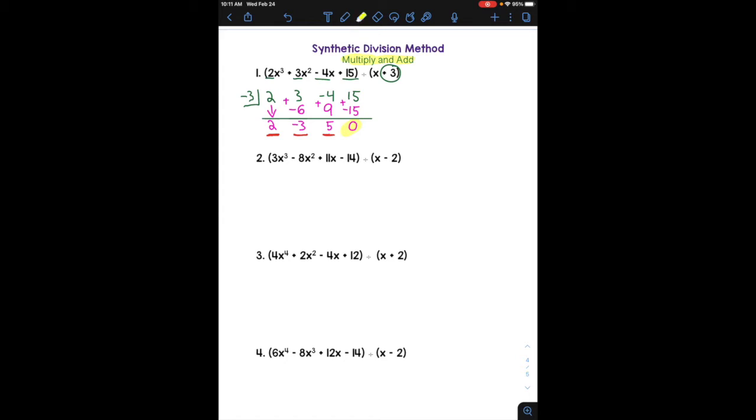The polynomial that we're dividing, 2x cubed plus 3x squared minus 4x plus 15, has a degree of 3. Therefore, our answer is going to start with a degree of 2, or x squared. The coefficient for that first term is the first coefficient we have here, which would be 2x squared, followed by minus 3x plus 5. Notice that the degrees are decreasing by 1 as we continue each term, and since we have a remainder of 0, this would be our final answer.